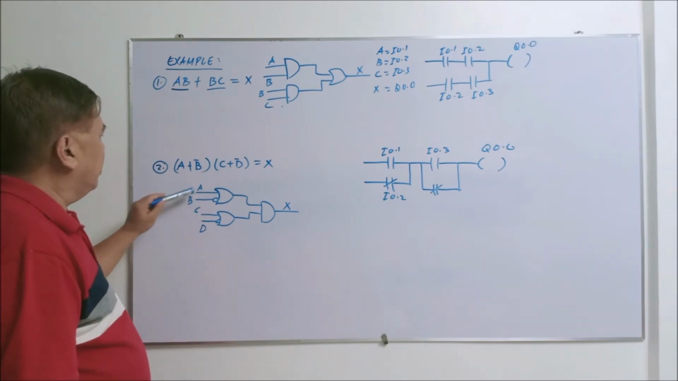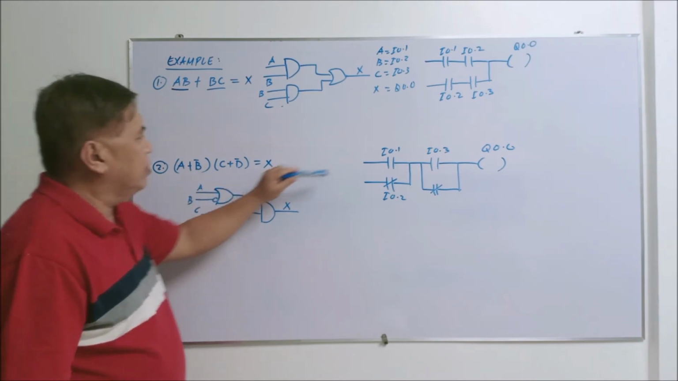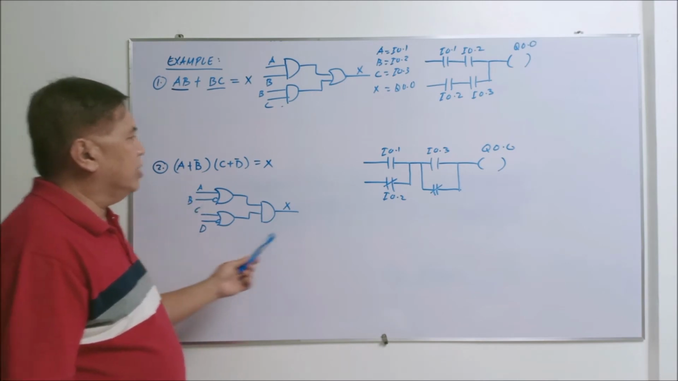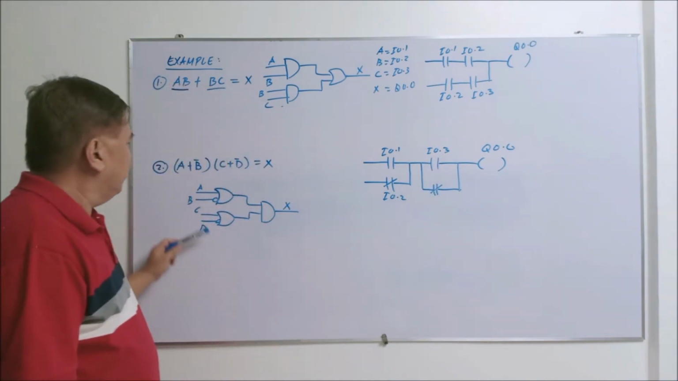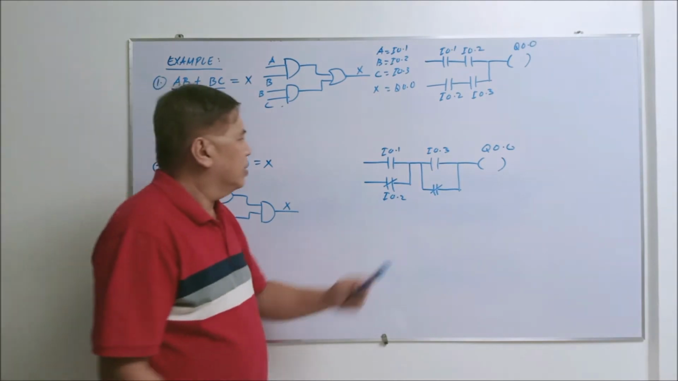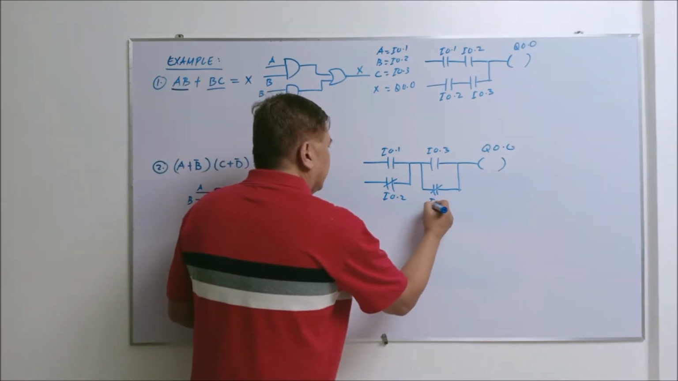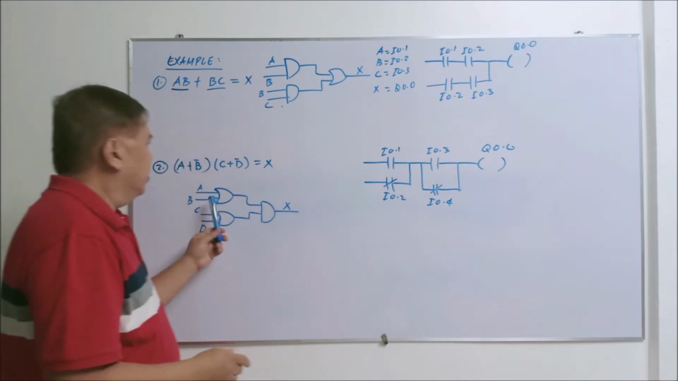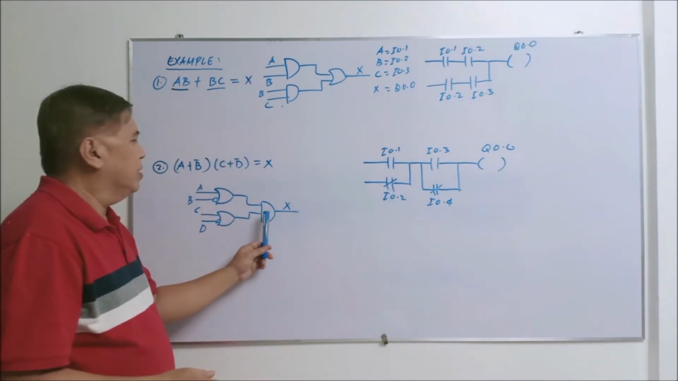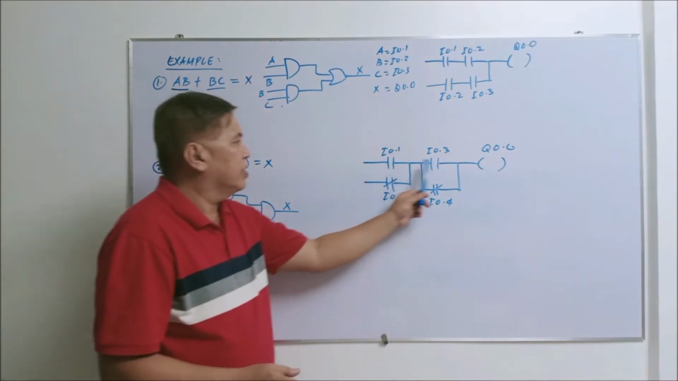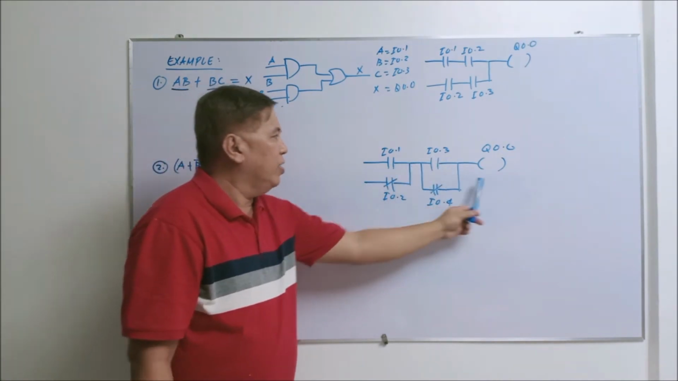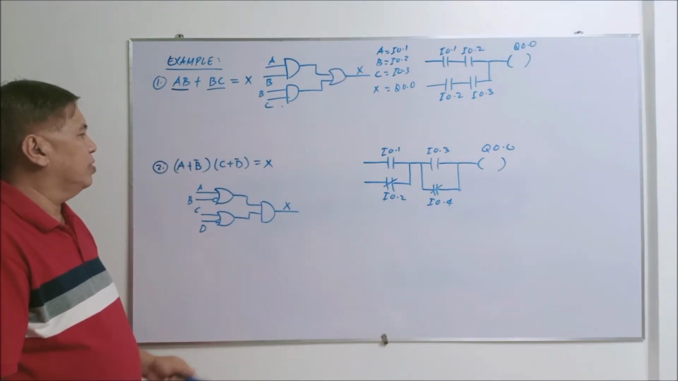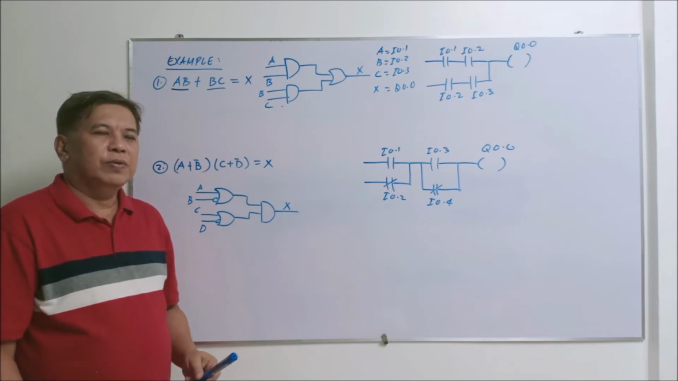So you have this one here, a parallel connection. So you have I 0.1 and I 0.2 for A and B. And then another parallel connection, which is C and D. This one here is I 0.4, for example, for the complemented one. And these two parallel connections are being connected in series. Then you have output Q 0.0 as your representation of X.